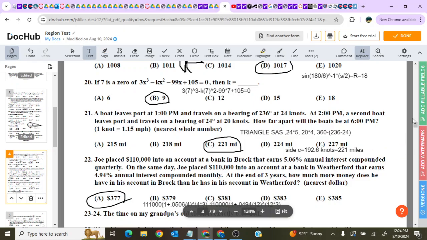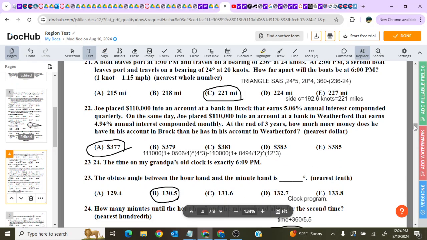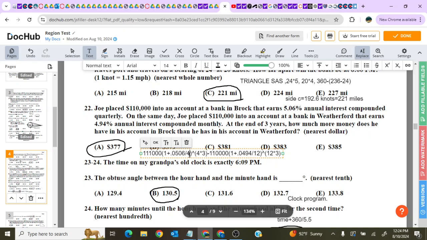Joe places $110,000 in an account that earns 5.06% interest compounded quarterly, and that much money in an account that earned 4.94% interest, compounded monthly. At the end of 3 years, how much more money does he have in Brock than Weatherford? Well, if an account is compounded quarterly, that means you need to divide the rate by 4 and multiply the time by 4. So I forgot to fix that.